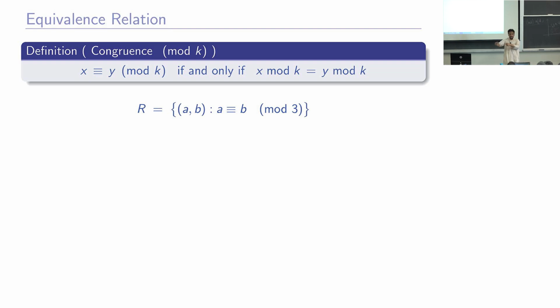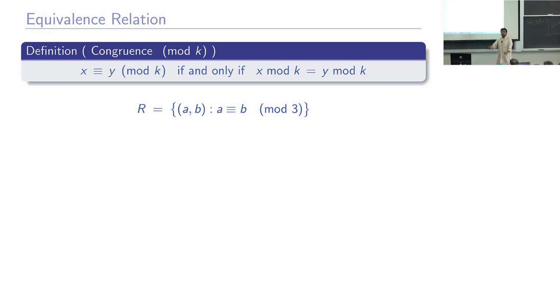Just like I told you, 7 is congruent to 11 mod 4, right? 15 is congruent to 11 mod 4, right? Negative 1 is congruent to 11 mod 4. 3 is congruent to 7 mod 4. Okay? Yes? So now let's talk about mod 3.